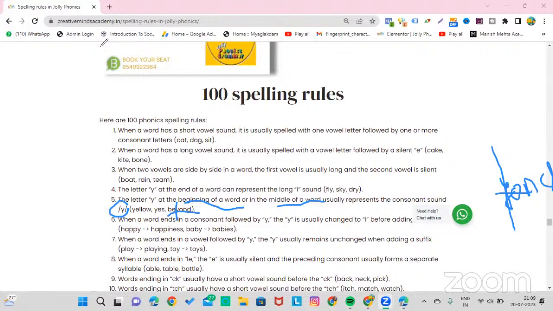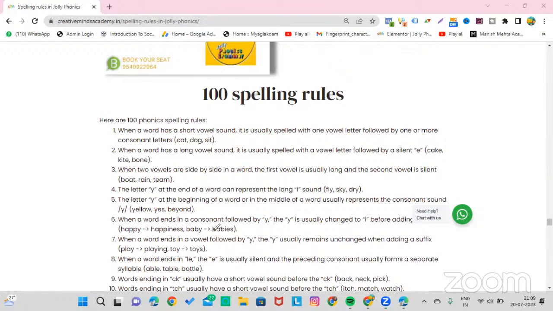Yes. So that's the reason Y is going to the next syllable. And when it is going to the next syllable, that means it is the starting of the syllable. And when it is starting, then it gives the consonant sound and not the vowel sound. We have already done this. Now, Varsha, I hope this is clear.